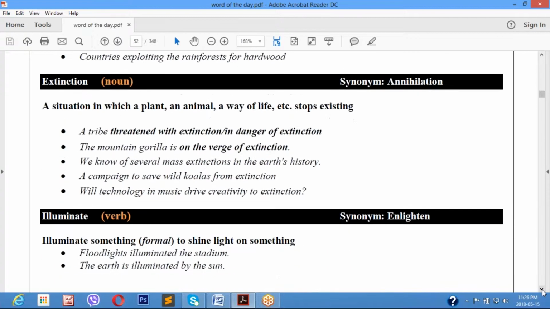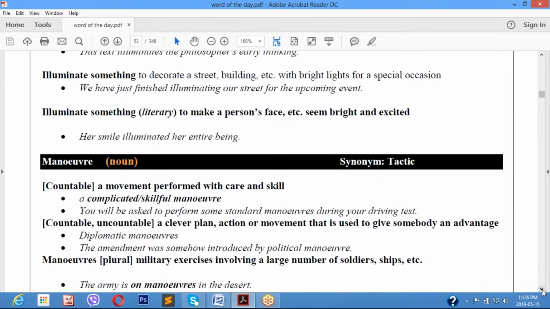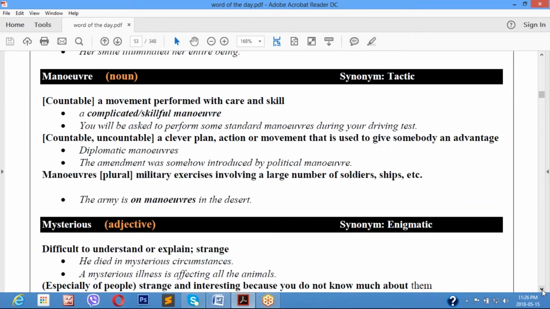Okay, after this, we have another word that is maneuver. So, maneuver, when we talk about especially movement of a plane or plan. This is a military exercise involving a large number of soldiers moving. So sometimes we are using tactics. So movement performed with care and skill, maneuver, right? This is a very common word and this is a good word if you use it in your writing.